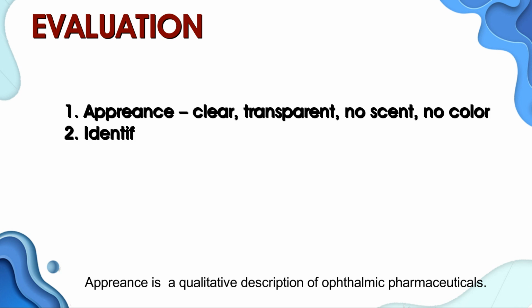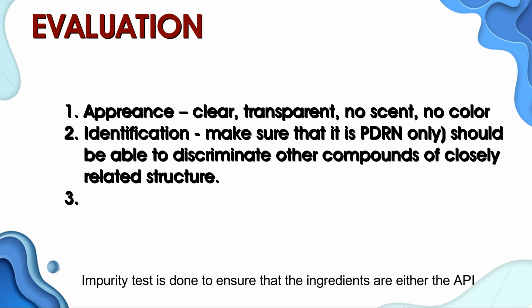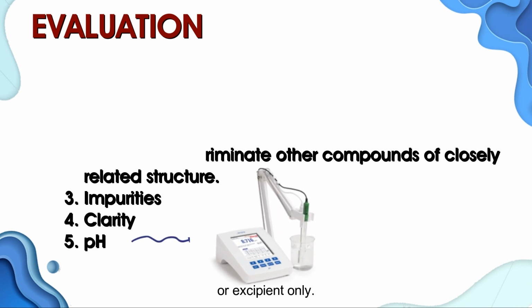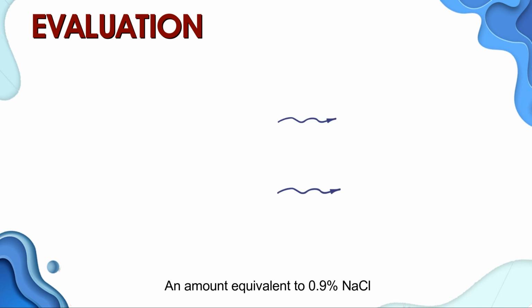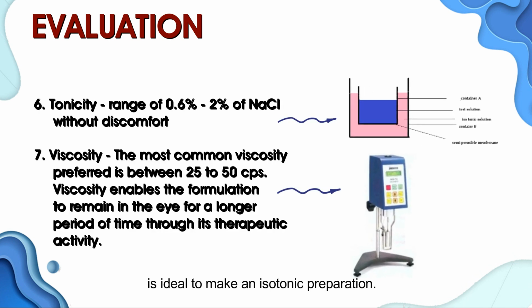Appearance is a qualitative description of the ophthalmic pharmaceutical. It should be clear, transparent, with no scent and no color. The impurity test is done to ensure that the ingredients are only the active pharmaceutical ingredients or excipients. Isotonic means equal tone. An amount equivalent to 0.9% of sodium chloride is ideal to make an isotonic preparation.